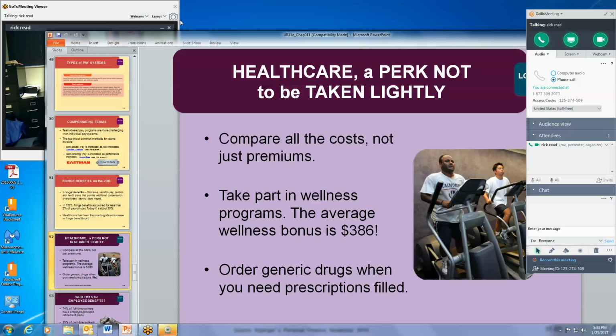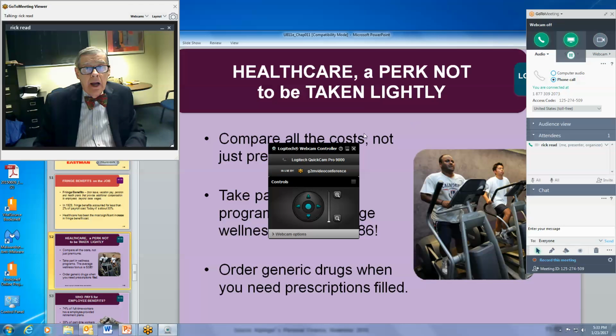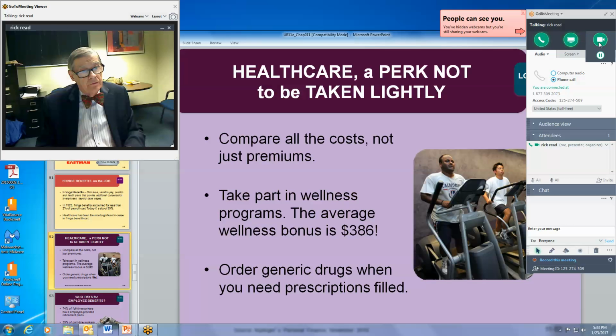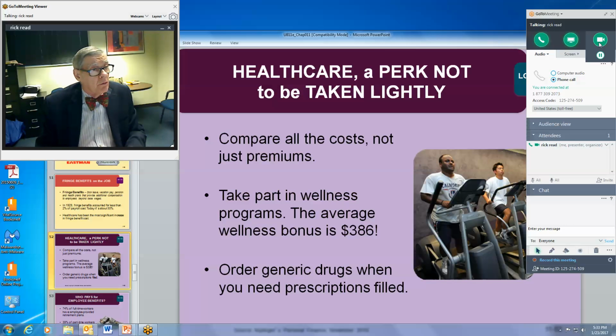Well, I'm not going to talk too much about this because this is a big contention. As you know, we have a new administration. The administration doesn't like the Affordable Care Act. Neither do the Republicans who control Congress. So we're going to find something different here.